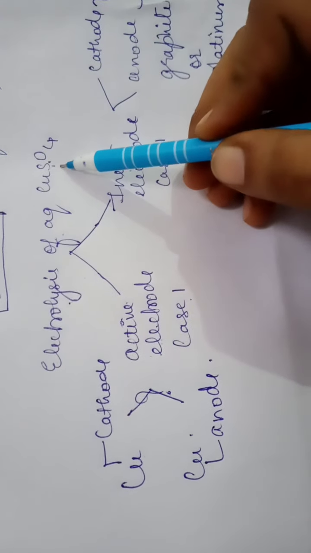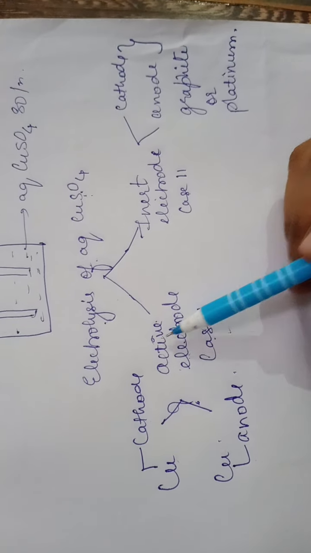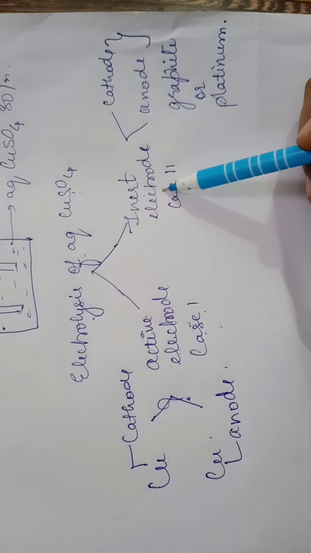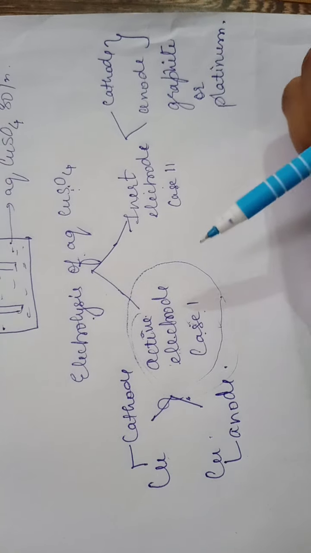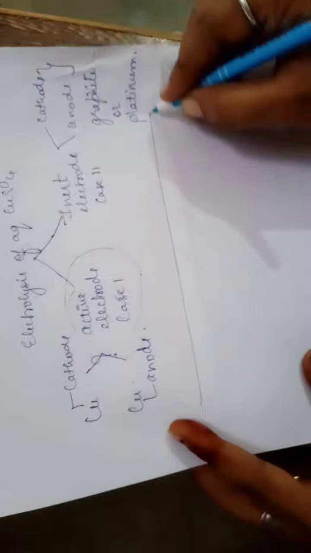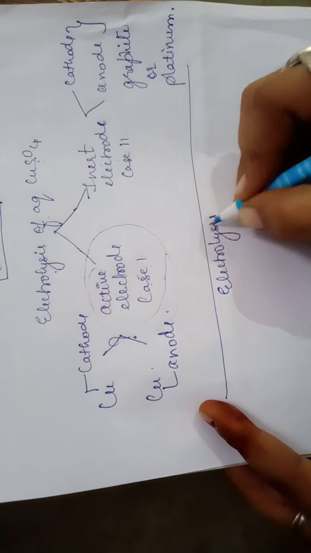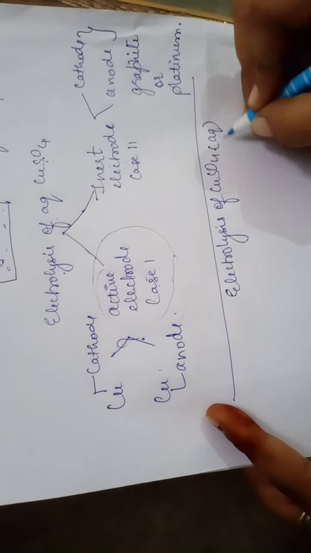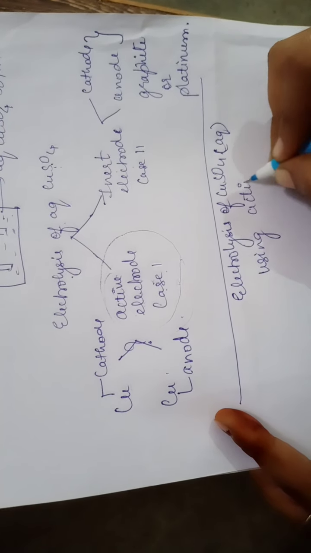Electrolysis of aqueous copper sulfate, we will study two parts, case 1 and case 2. In case 1 we will study using active electrode, and in case 2 we will study inert electrode. So today we are going to study the active electrode part. We will start with case 1. Okay, so in this case what do we have to study? Here I am writing electrolysis of copper sulfate, aqueous solution, using active electrode.